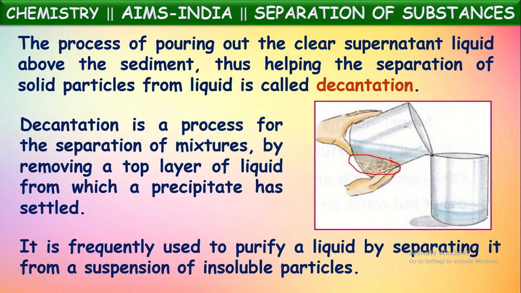First, they allow the suspension to stand for a certain time without disturbing. Then the solid particles in the suspension will settle down. That process we call sedimentation. Then slowly the pure liquid obtained above will be separated into another container by the process called decantation. There, the pure liquid collected into another container is called supernatant liquid, whereas the solid substance remaining in the previous container is called sediment. Okay, this is the sedimentation and decantation process.